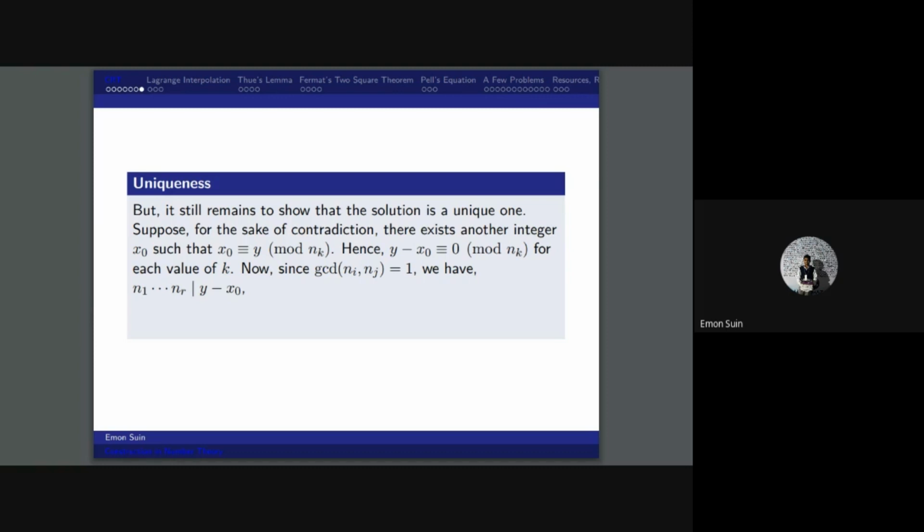Got my point? But it can't be either 0 or n1, n2, nr, but it can't be n1, n2, nr. nk was taken to be in a set of natural numbers. So what is the question exactly? Read your question once again. Actually, in the question, we assumed that y is smaller than n, the product of all the n's. But if we consider that y minus x naught is greater than 0, then y has to be greater than n1, n2, until nr, which is not possible.